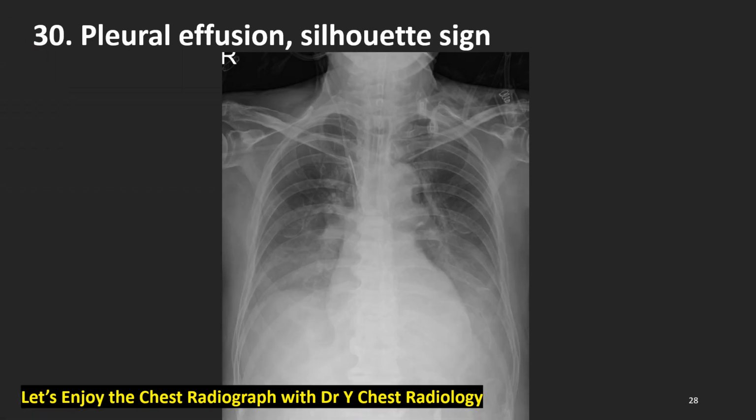Let's enjoy again the intact bilateral heart border in the AP supine film of diffuse haziness. And this suggests it is more likely to be pleural effusion than diffuse lung lesion. Yes.